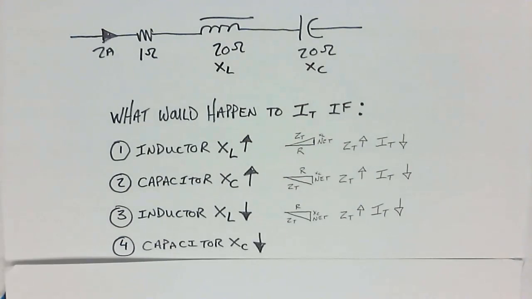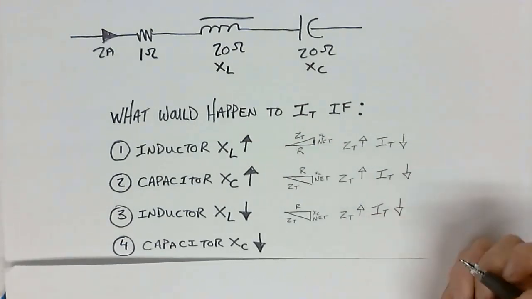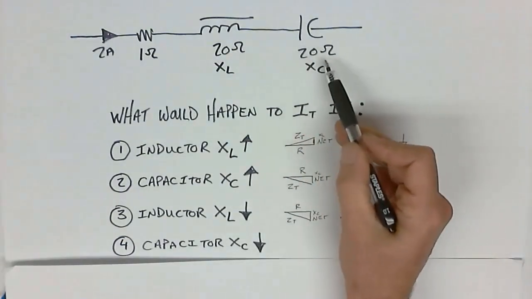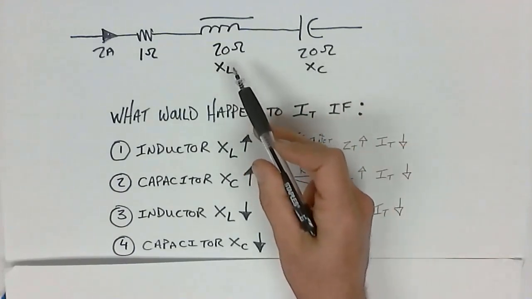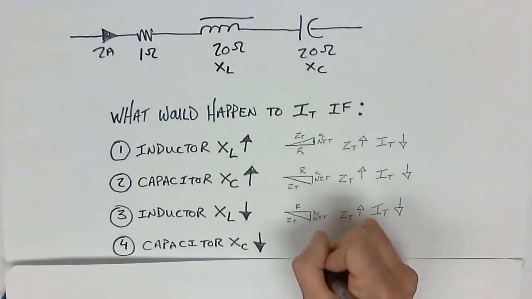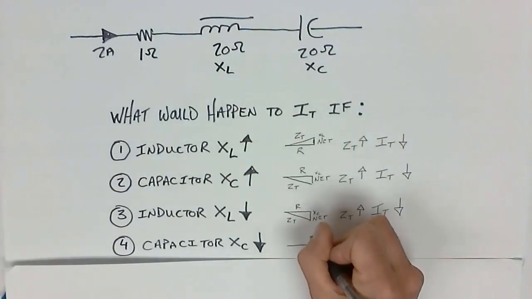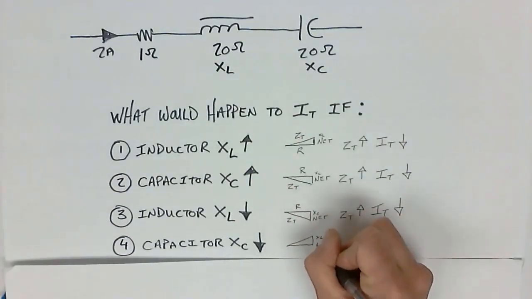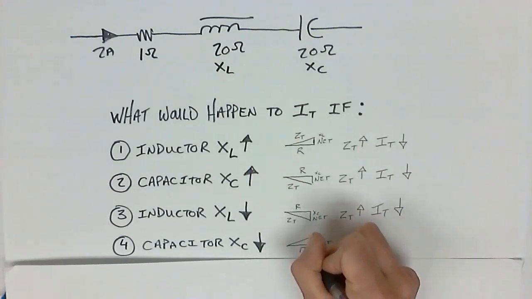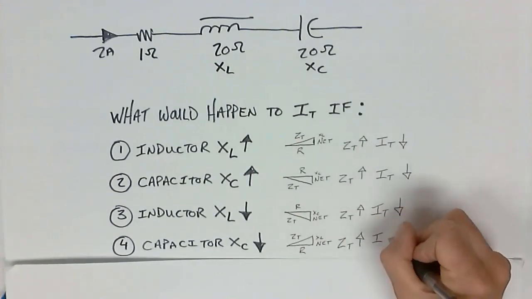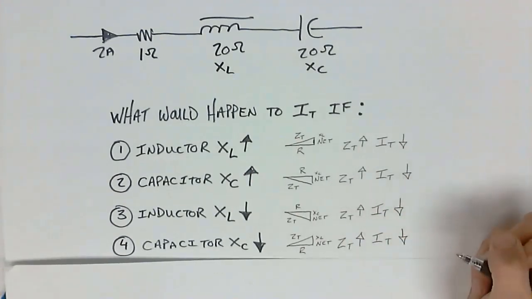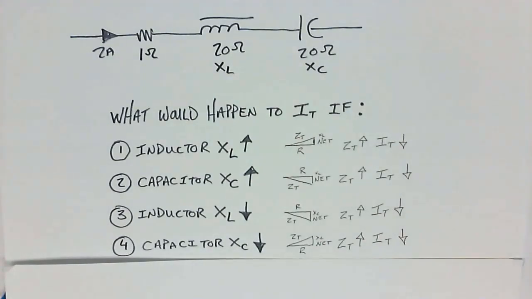What if instead we decrease the capacitive reactance? If we decrease this value to say 15, then XL would be larger and there would be an overall net of XL. So we'd have XL net. Resistance would remain the same. Z total would, oh my goodness, it would actually go up, wouldn't it? So that would mean that the total current would go down.